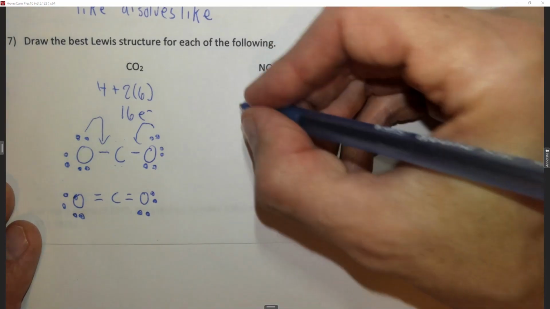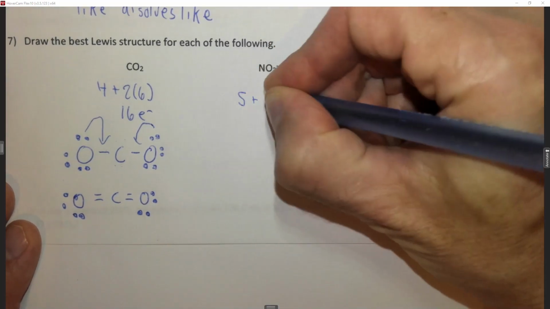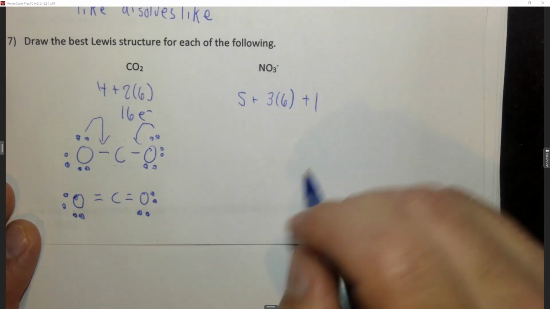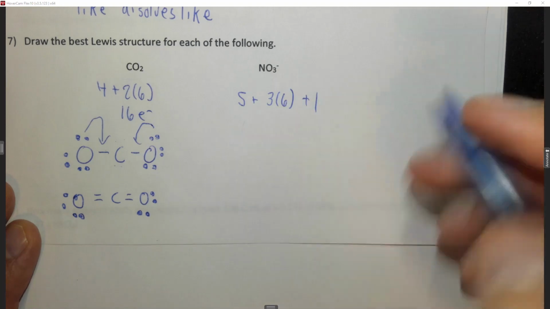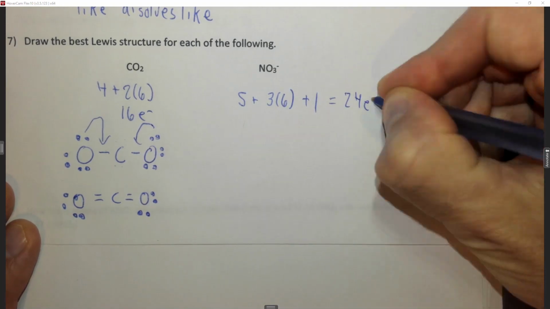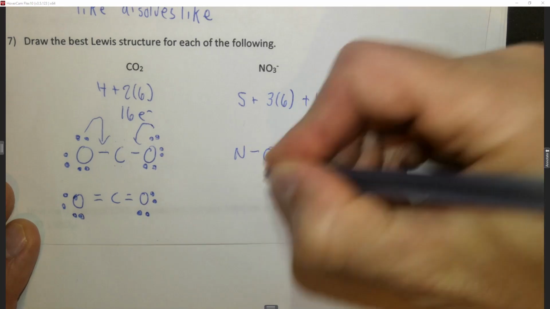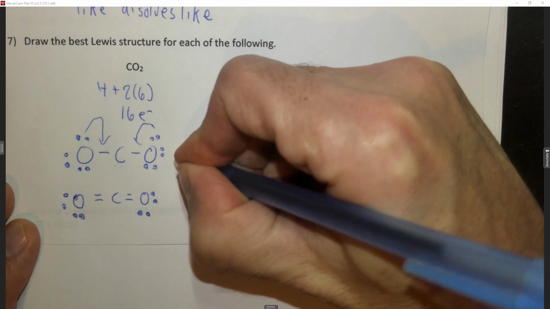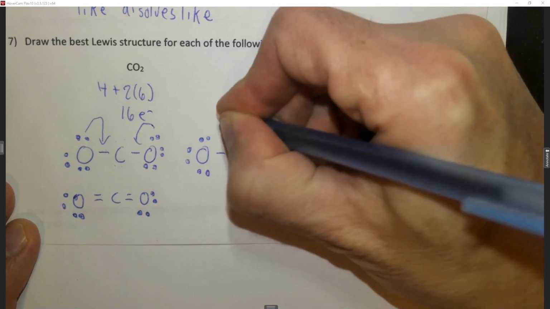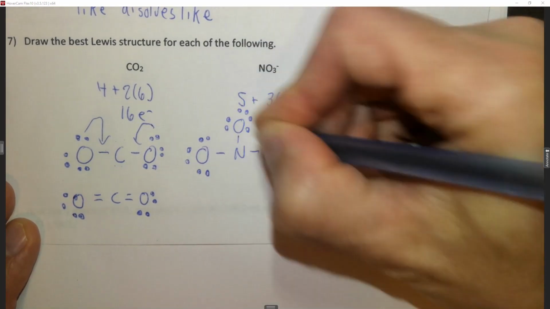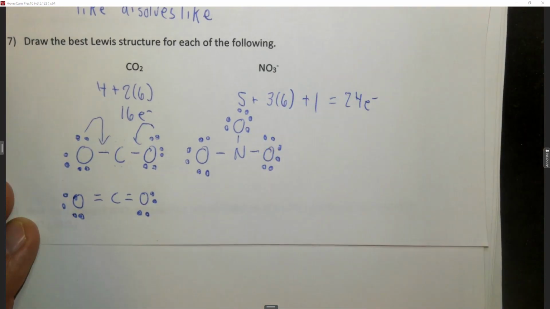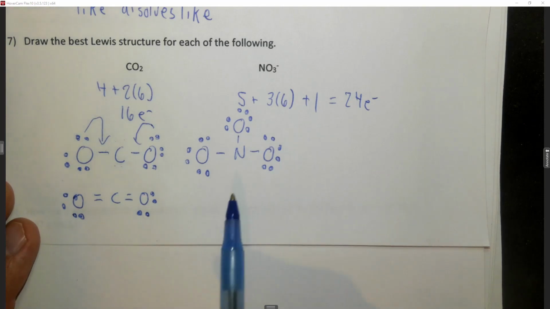We're going to do the same thing. Nitrogen's in 5A, so we have 5 plus 3 times 6 for the oxygens in 6A. And we have to add 1 extra because it's negatively charged overall, which gives us 24 electrons. I put nitrogen in the middle, and I bond it to 3 oxygens. And I know that if I put 8 electrons around each oxygen, 3 times 8 is 24, so I will have used all of my electrons.